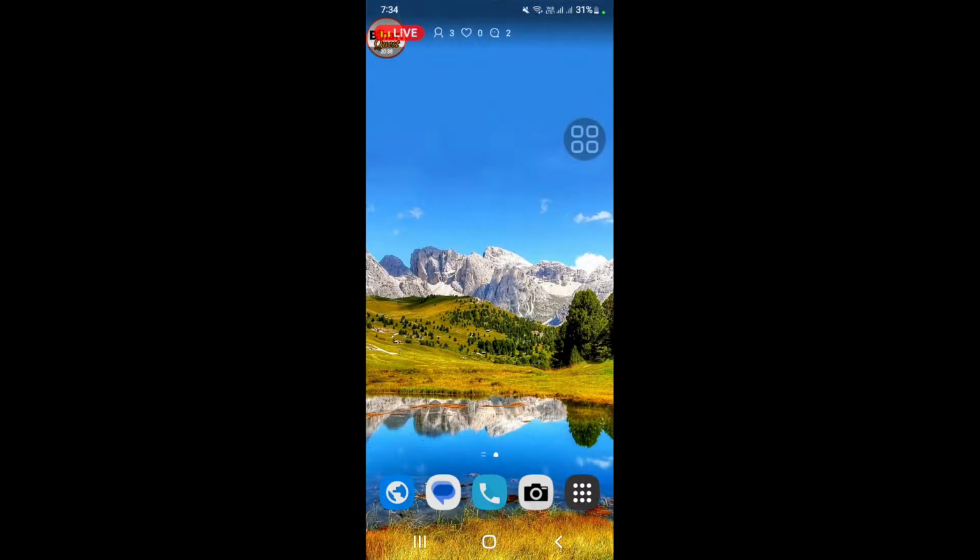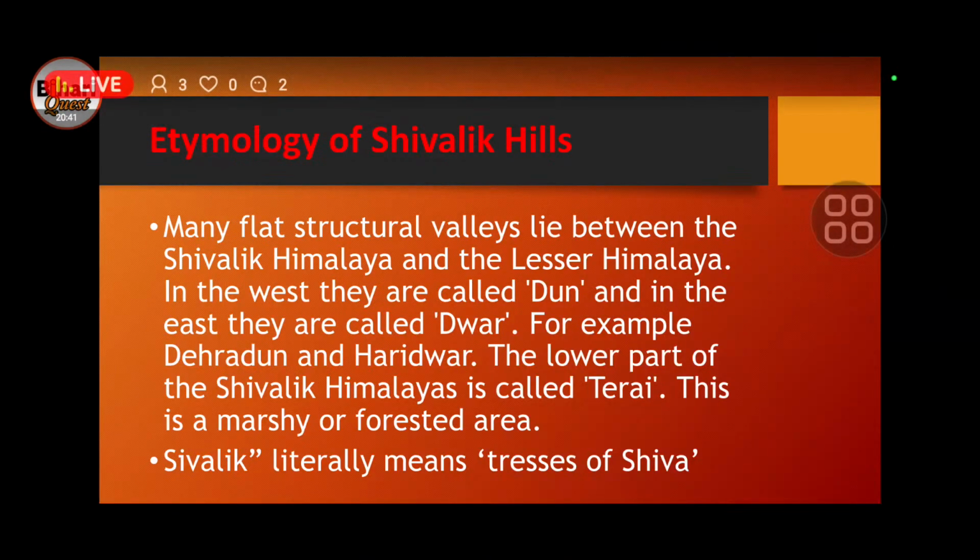I want to show you what is Dwar. So you can see here, Dune, and in the east they are called Dwar. If I take the example of Uttarakhand, there are some parts which lie in the western part of Himalaya. These types of structure are similar to those lying in the west part of Himalaya. This is called Dwar.